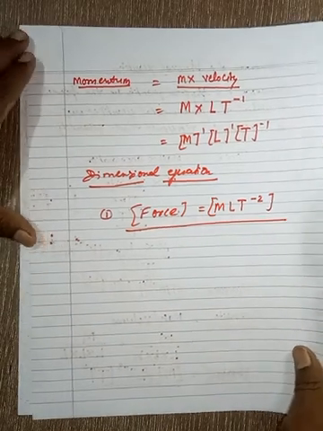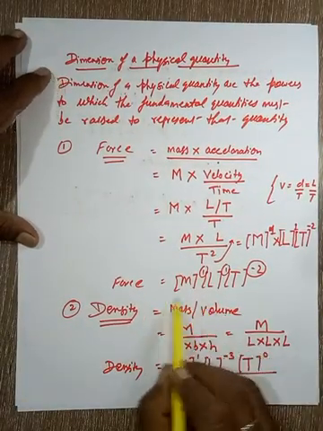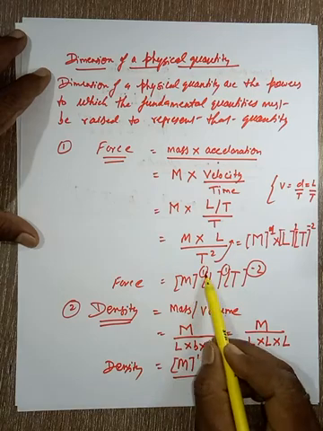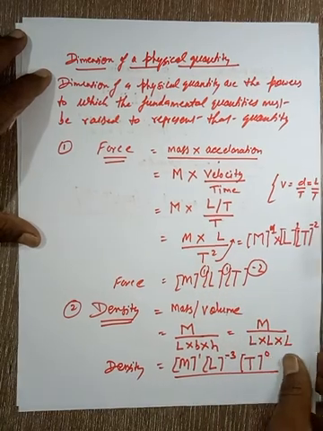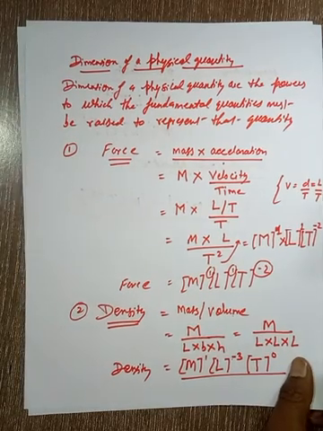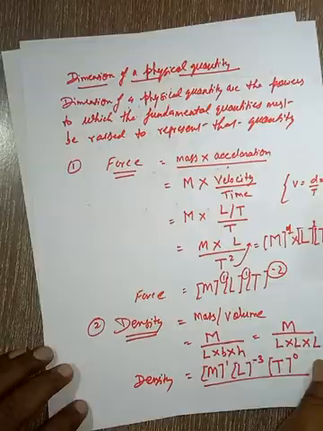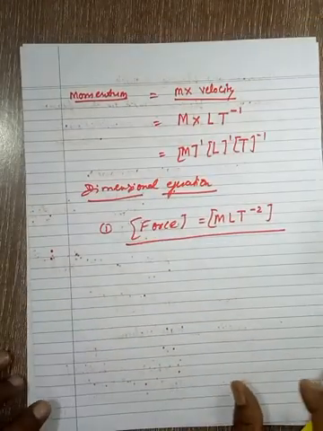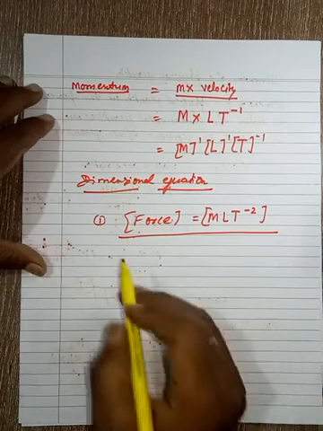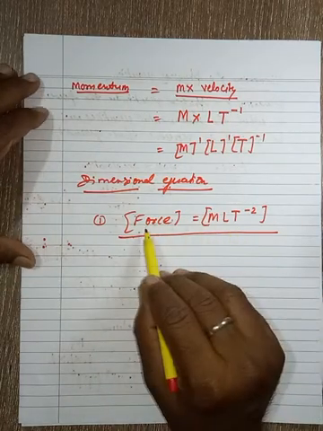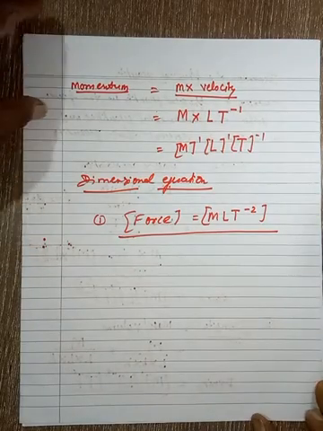Just now we have seen it for force. Let me remind you, force equals M to the power 1, L to the power 1, right? And then T to the power minus 2. The same is coming out here. It is nothing but an equivalence, that is, LHS equals RHS. That is, force equals M L T minus 2, right?